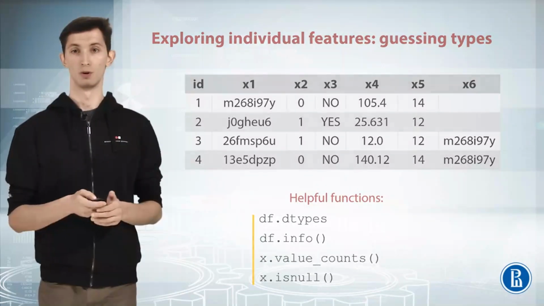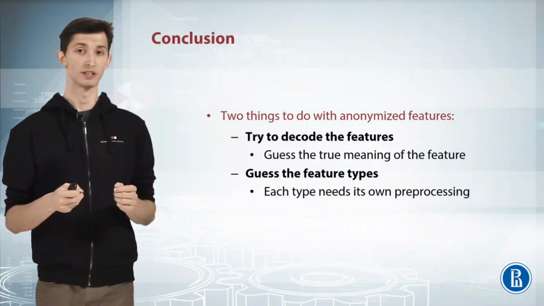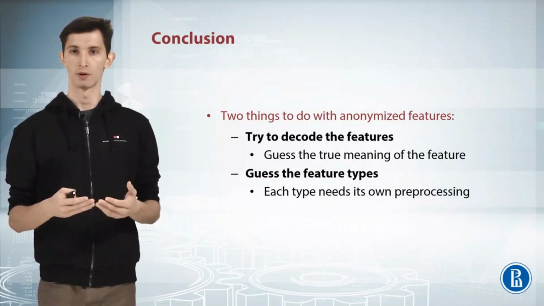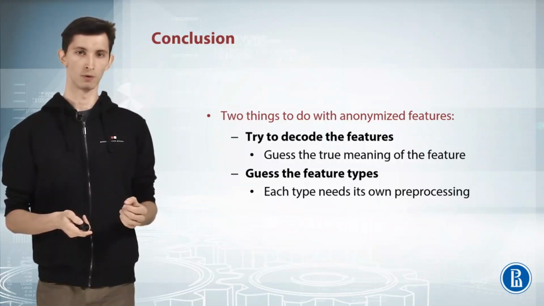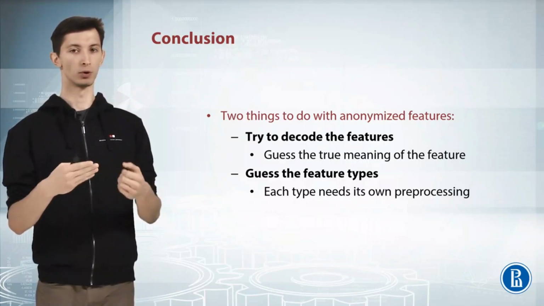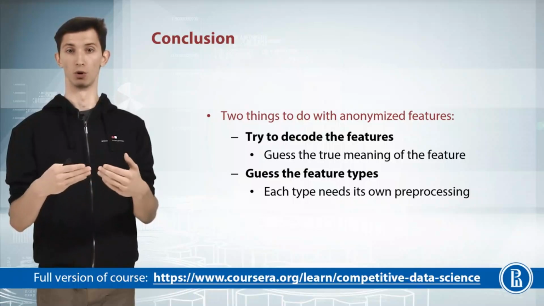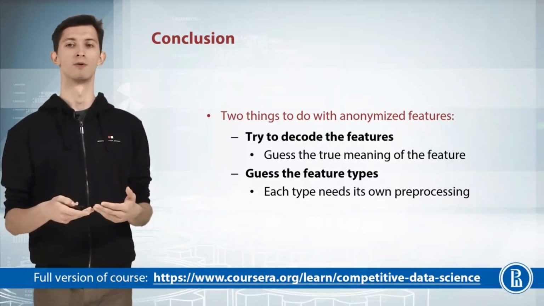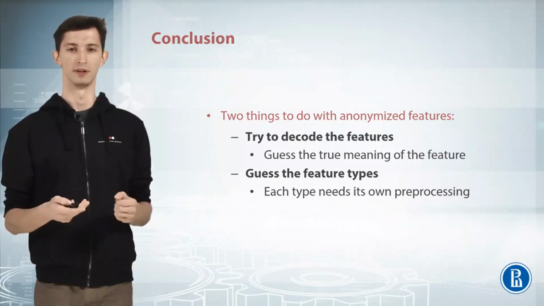In this lesson, we were discussing 2 things we can do with anonymized features. We saw that sometimes it's possible to decode features, to find out what a feature really means. And whether we understand the meaning of the features or not, we should guess the feature types in order to preprocess features according to the type they have and the selected model class. In the next video, we will see a lot of colorful plots and talk about visualization and other tools for exploratory data analysis.